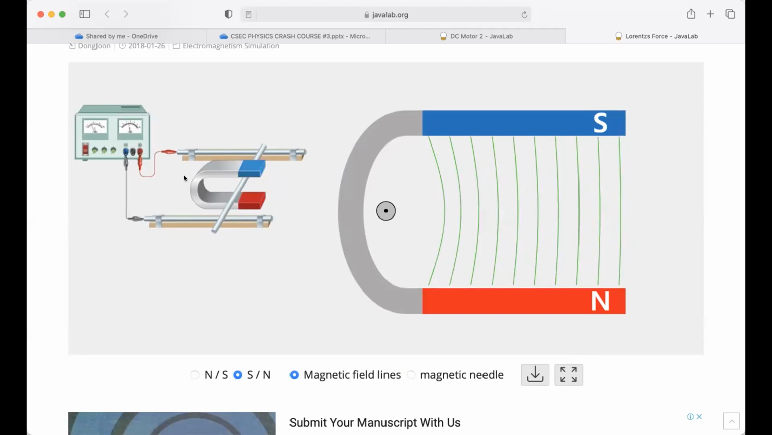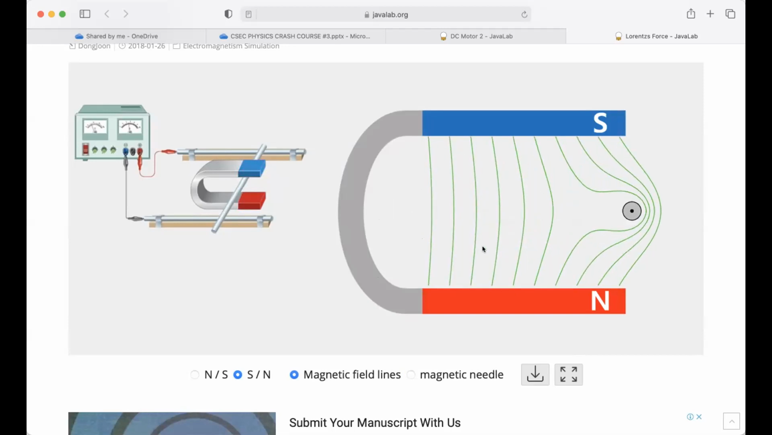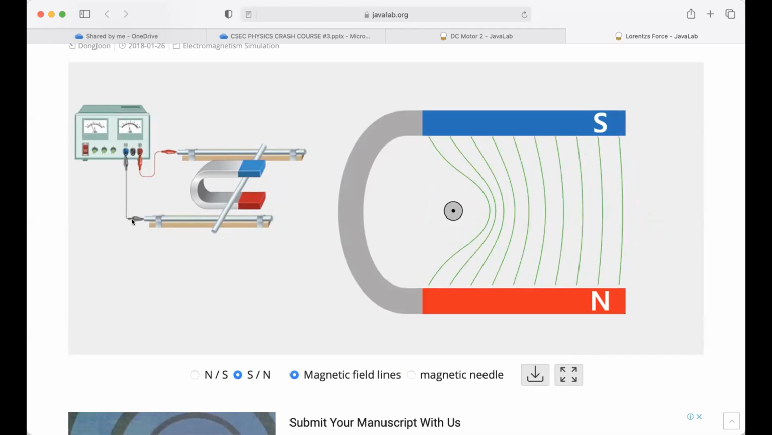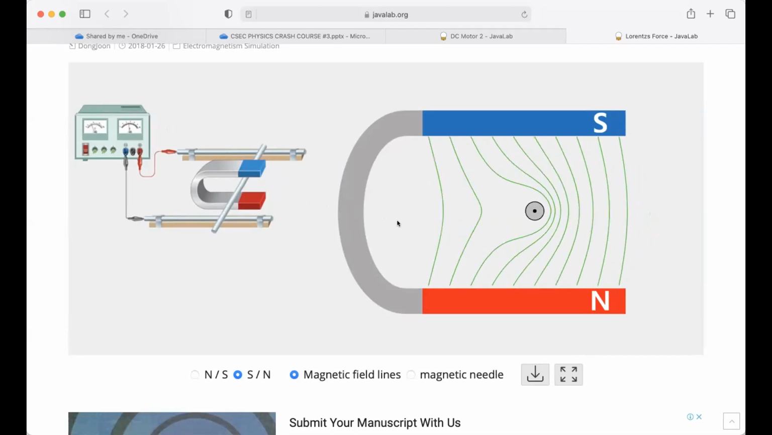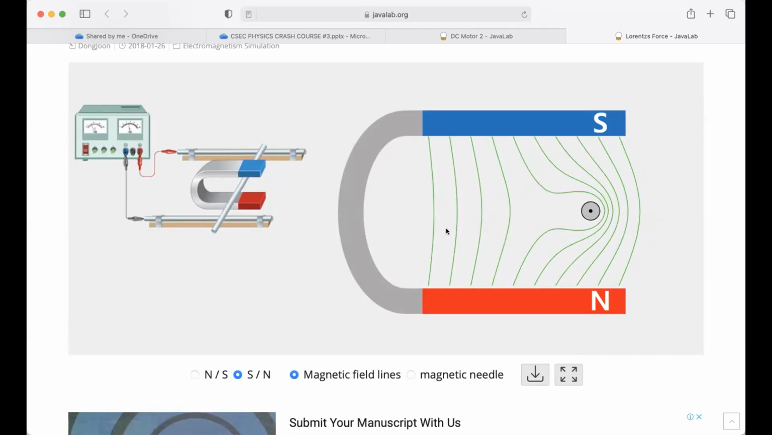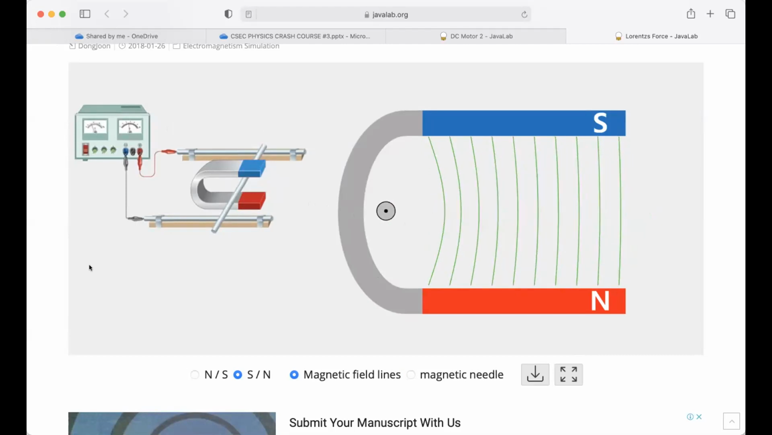Okay. So it is showing that if the wire is inside the magnetic field, when the current is flowing through it, the electromagnetic force will cause it to go to the left. All right. So that's it.